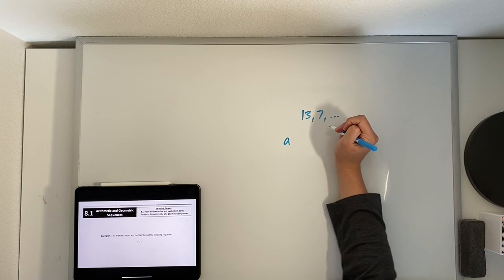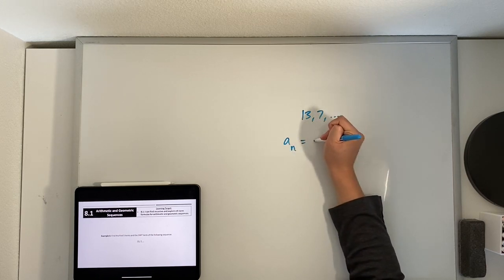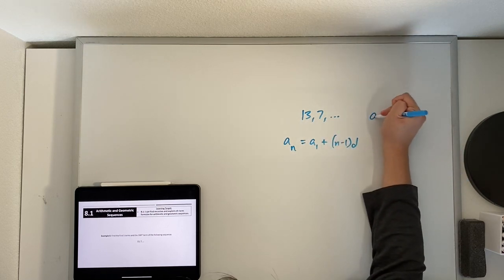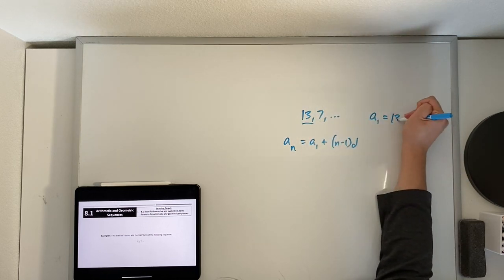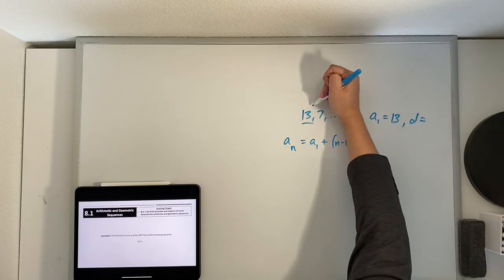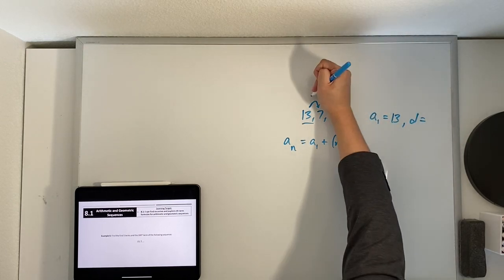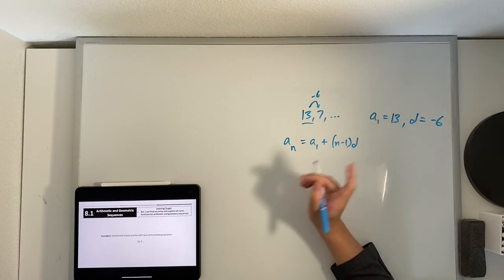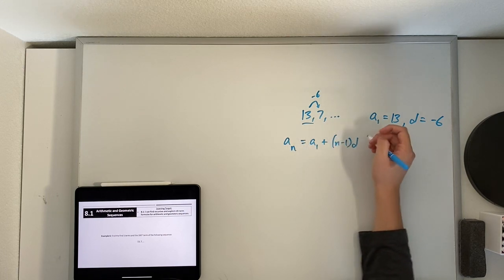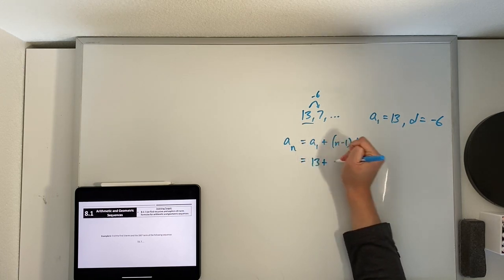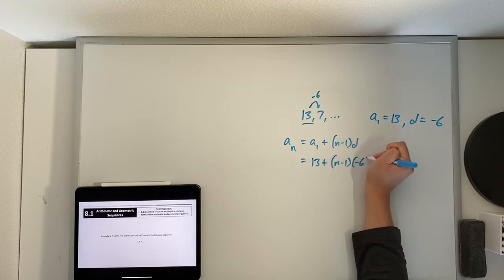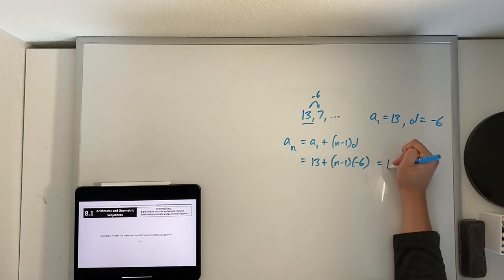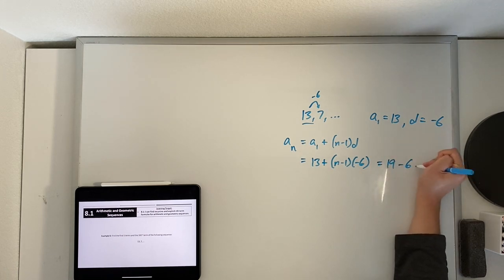To find the first 5 terms and the 300th term, we need the nth term formula. We need a1, which is 13, and we need our common difference. So how do we go from 13 to 7? We subtract 6 or add -6, so d equals -6. So our nth term formula is 13 plus n minus 1 times -6. If you choose to simplify this, you get 19 minus 6n.